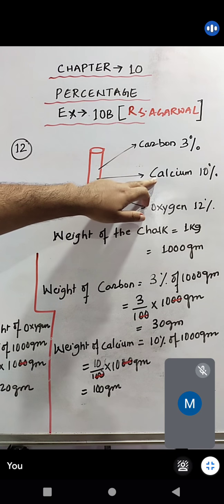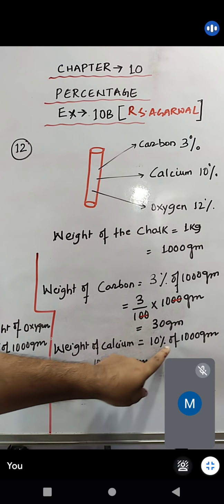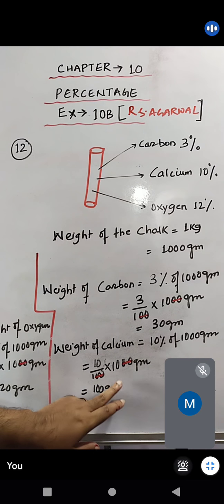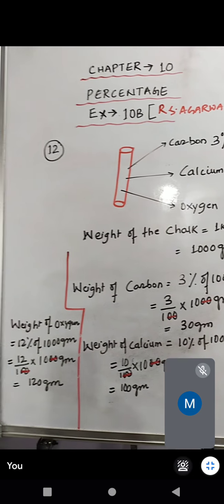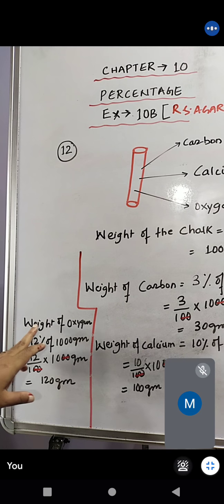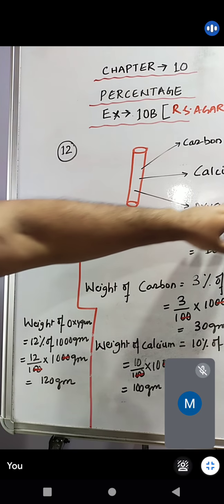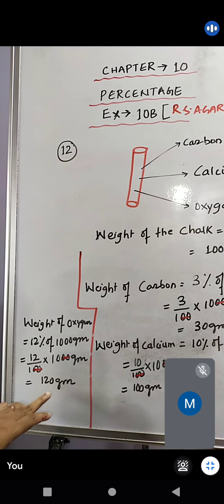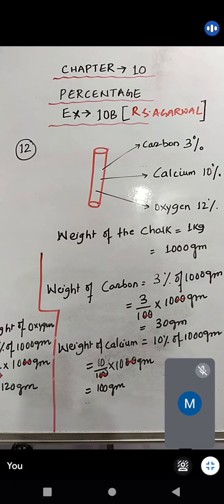Now the next case, calcium. The weight of calcium is 10% of the total weight, that is 10% of 1000 gram. After calculation we saw that it is only 100 grams. Now the last thing that we found is the weight of oxygen, which is 12% of the total weight. So 12% of 1000, after calculation, is 120 gram. So this is the required solution of question number 12.